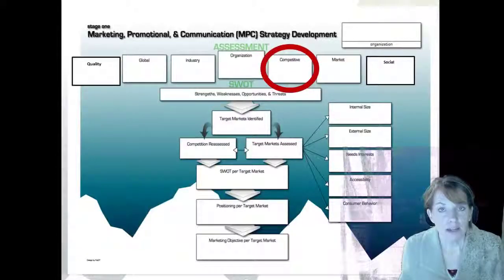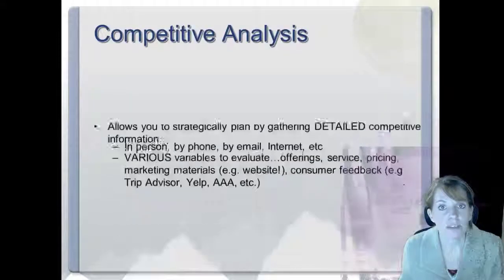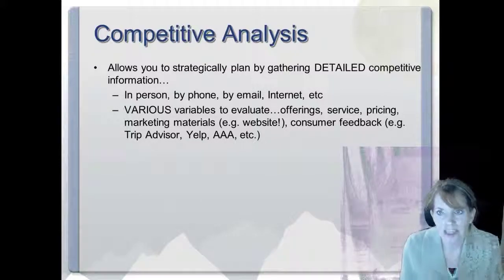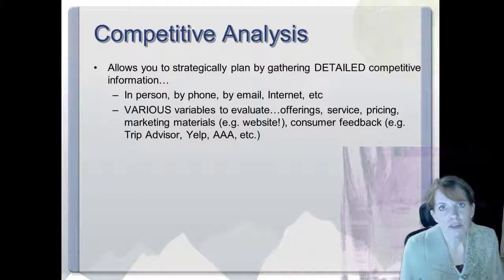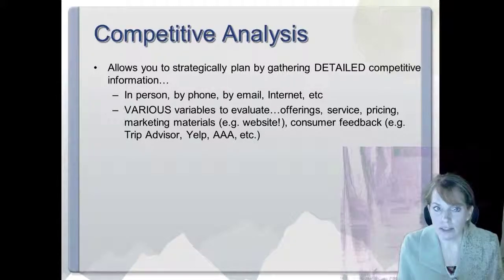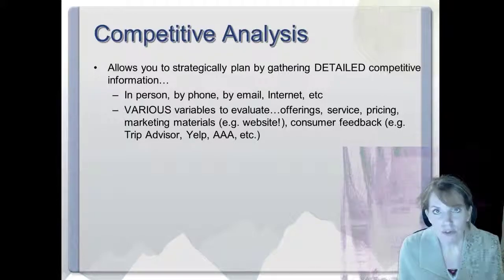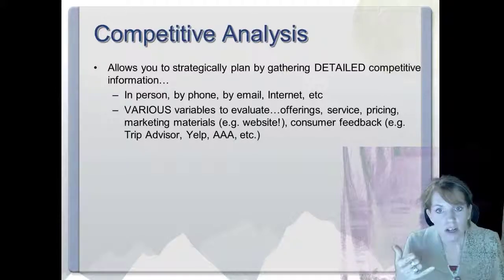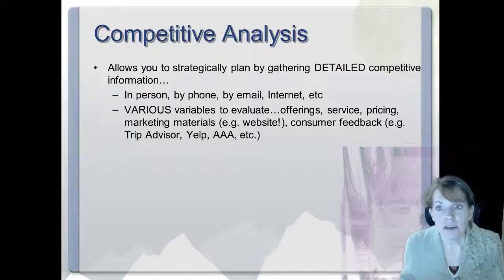Starting with the competitive assessment, we are going to take a couple steps. One is it allows us first to explain it, strategically plan, and get detailed information about our competition and about us. And we're going to do that in a variety of ways. You don't have to do all of these things, but in a real world scenario, we would go to that competitor in person, we would call them by phone, we might email them, we might get on the internet. There are going to be a lot of different ways we gather the information.